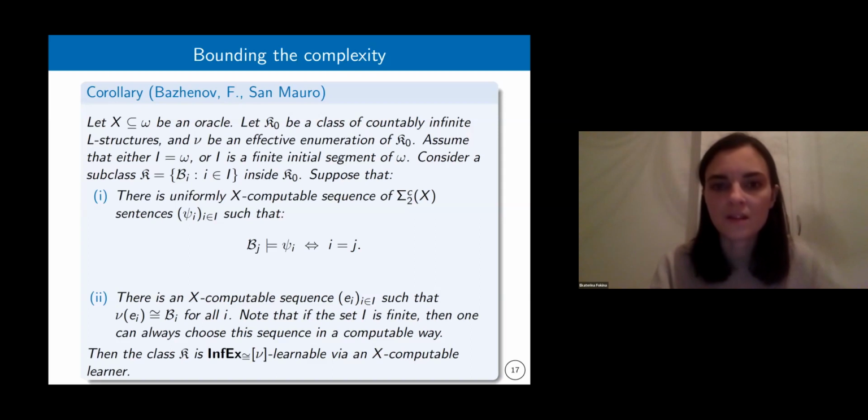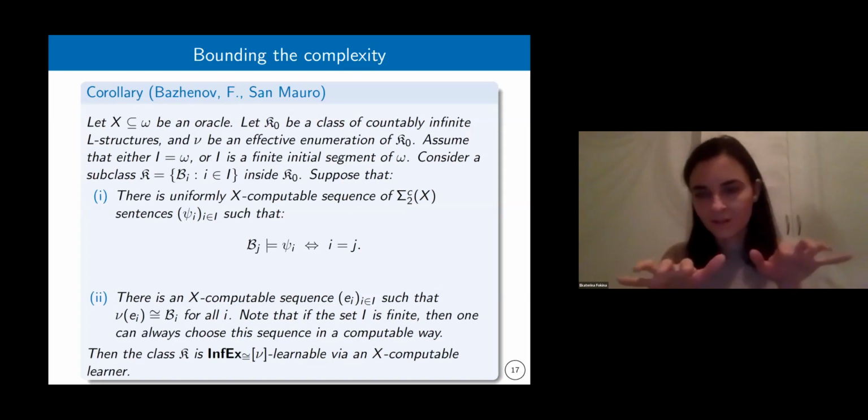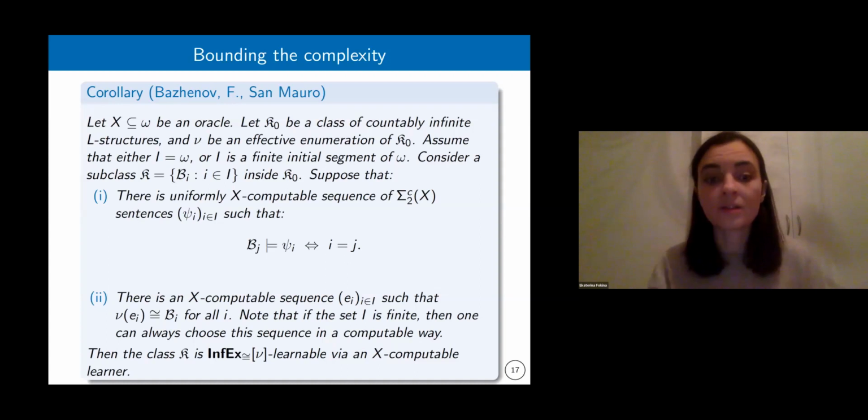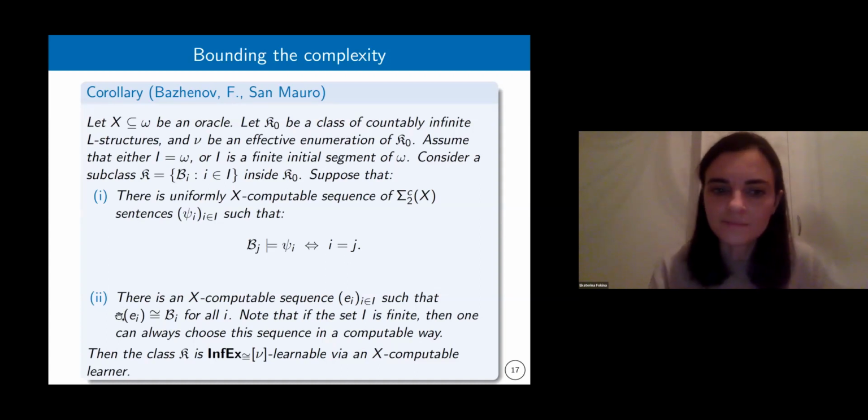So basically, for this X-computability, we need this class to be described by a uniformly X-computable sequence of X-computable infinitary Σ2 sentences. And if the class is infinite, then we need to have a nice way of finding indices for those structures in the enumeration of the superclass. Okay.